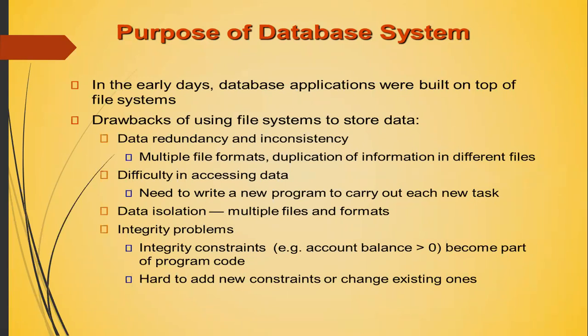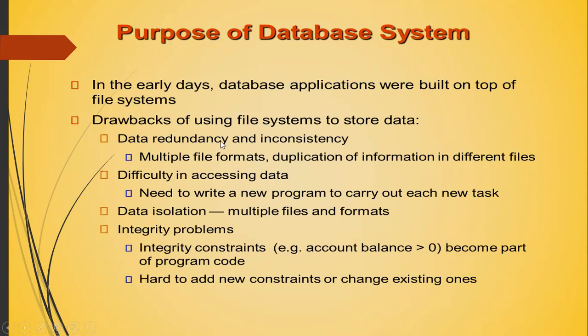Now in this case, every type of file has a different type of storage. Accordingly, we can discuss the drawbacks of using the file system to store data. The first drawback is data redundancy and inconsistency. This happens with the help of multiple file formats, that is, duplication of information in different files.